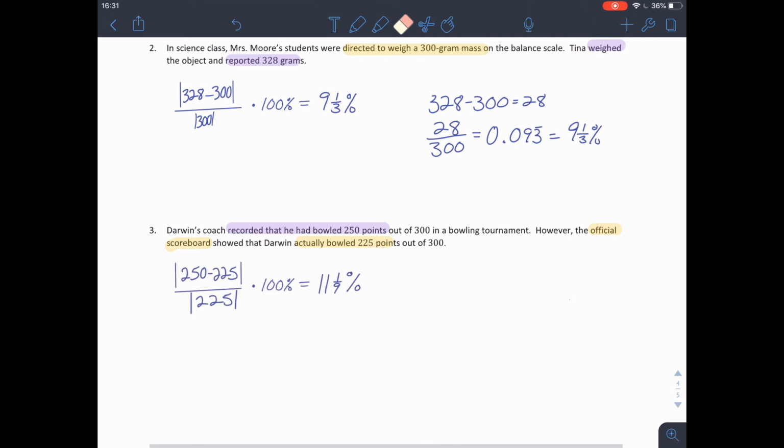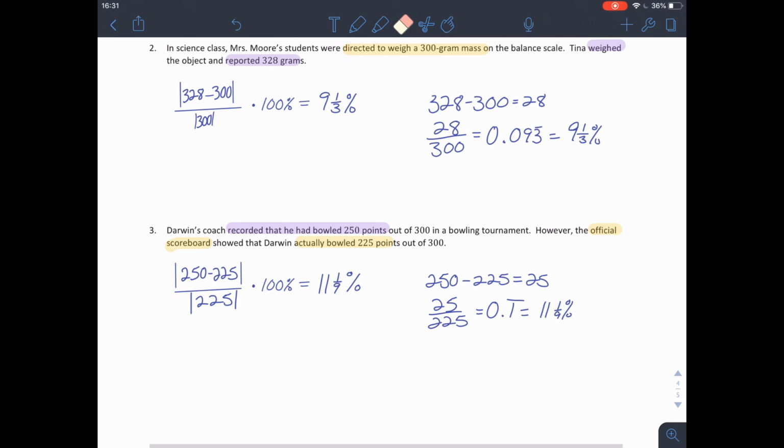So 250 minus 225 over the 225. We end up with 11 and 1/9%. If we break that down, the difference between 250 and 225, there's a 25-point difference, and then we just divide that by the official score of 225, and we get 0.1 repeating, which turns into 11 and 1/9%.